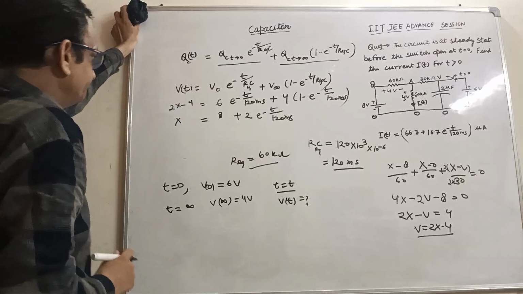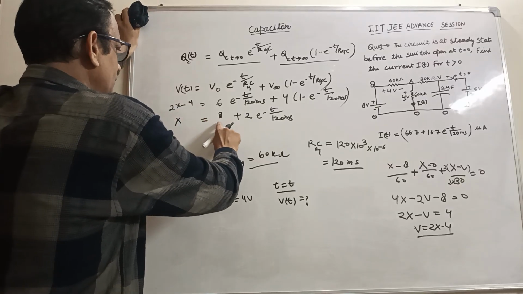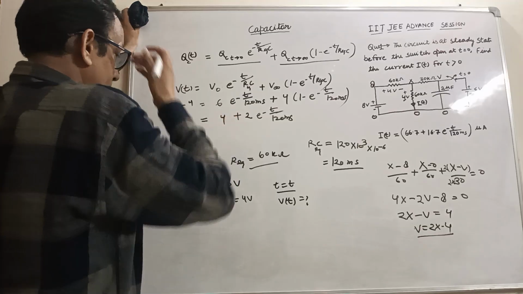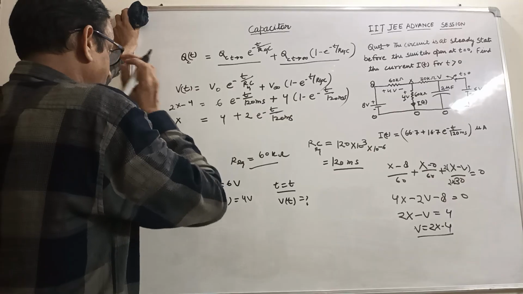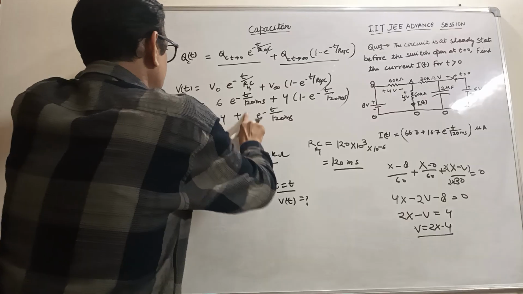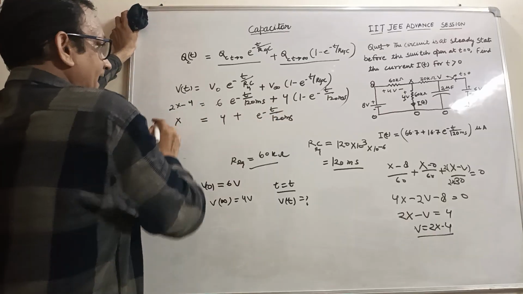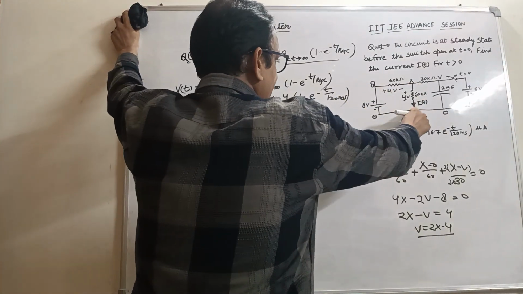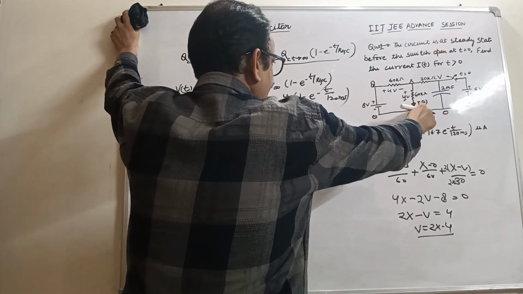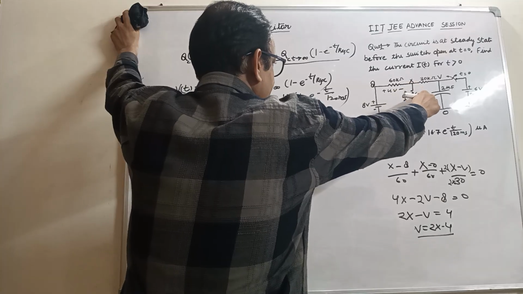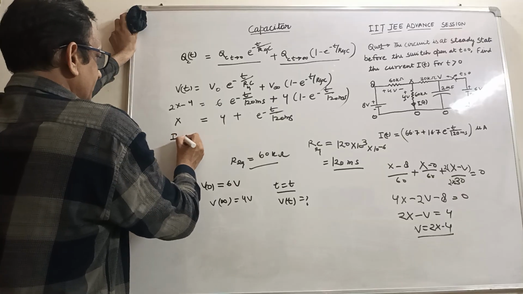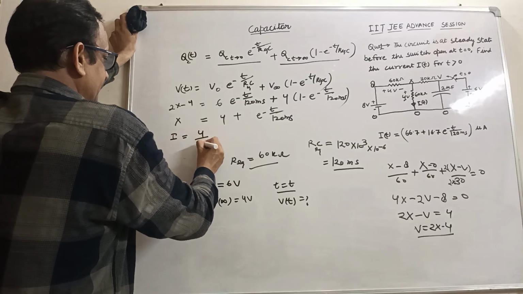So x would be by 2. So this becomes 4, and this becomes e raised to power minus t by x. The voltage here can be written as v is equal to IR. So x would be 16 into I. We have to find I. So I becomes 4 by 60. This is in coulomb.